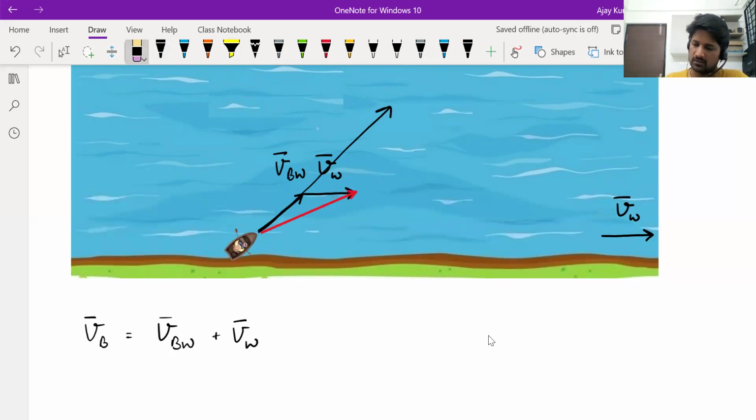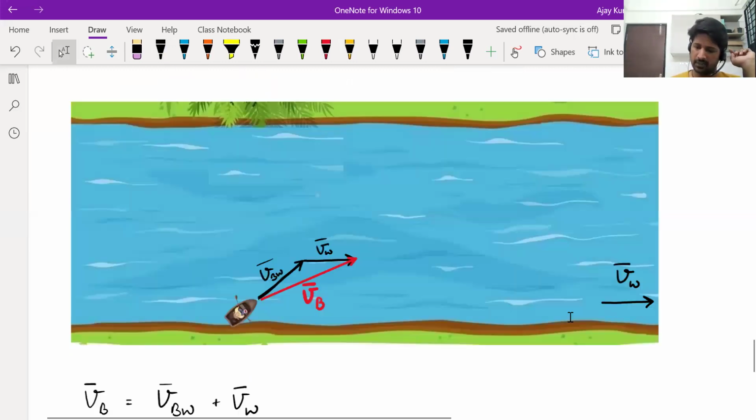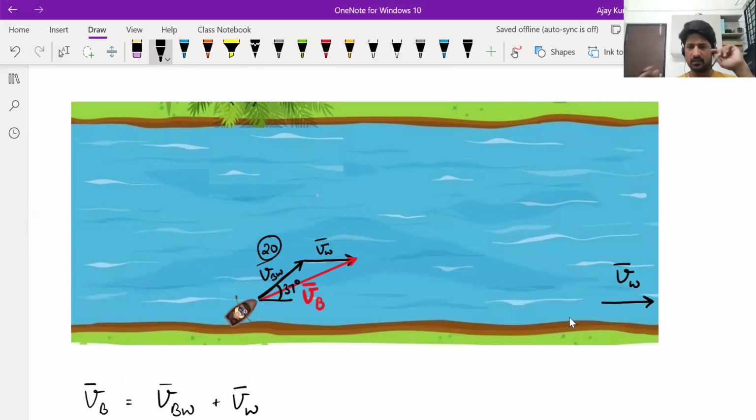Okay. Now let us do the mathematical part. VBW is this vector. VW is this vector. Effective velocity of boat is this vector, VB. Okay. VBW's magnitude, speed of boat relative to still water, is 20 meters per second. So VBW's magnitude is 20. And it is given in the question that it makes an angle 37 degrees with the x-axis, with the downstream direction. Downstream is the flow direction.